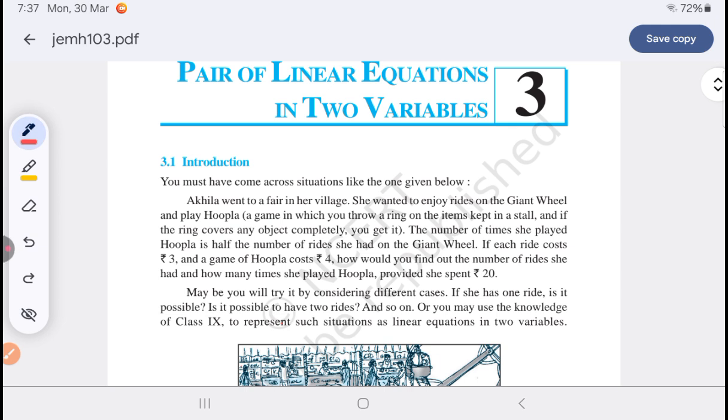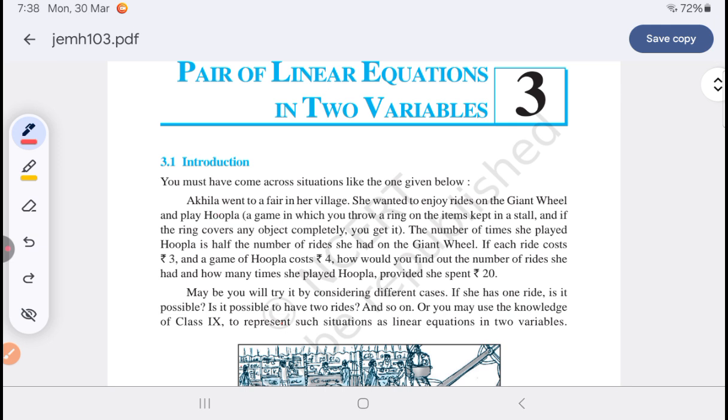Just now you discussed the methods used to solve a linear pair of equations. So let's start the chapter.